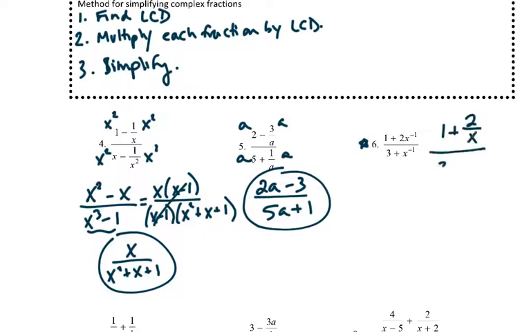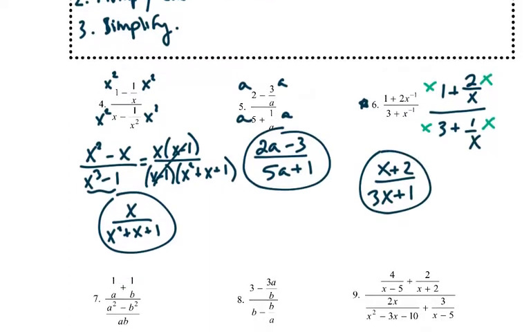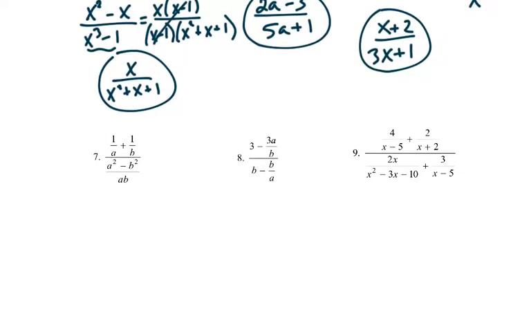2 over x, 3 plus 1 over x. If you're using different colors, I think it helps. Like I'm going to multiply each thing by my LCD, which is x. I get x plus 2 over 3x plus 1. So your answer is a fraction. So you're simplifying a complex fraction into a regular fraction.